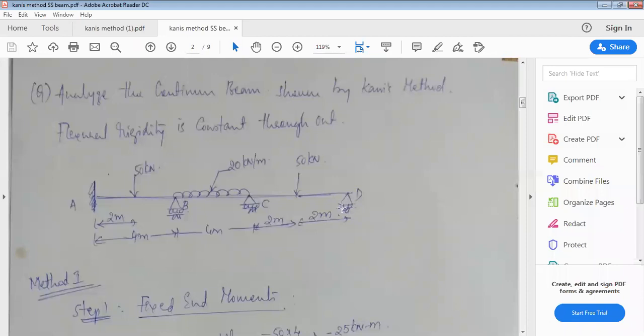In step 1, you don't find any difference. For span AB, we have 50 kilonewton. It is symmetric loading, acting at the center. For span BC, it is a UDL of 20 kilonewton per meter. And this is also symmetrical loading acting at the center. So what is the fixed end moment for this type of loading? We have already seen the formulas.